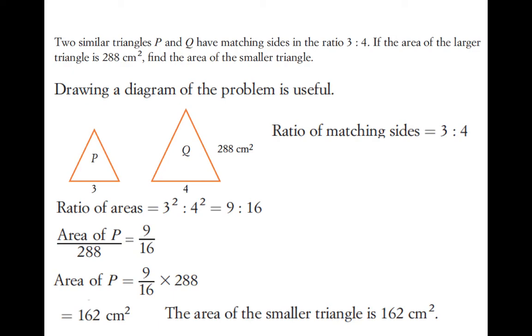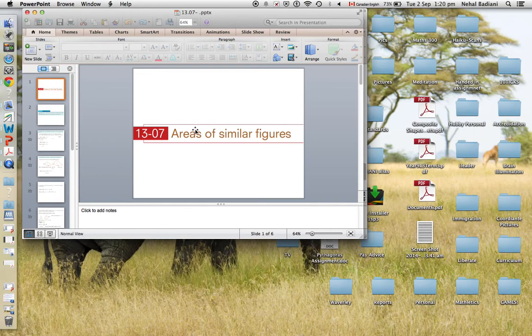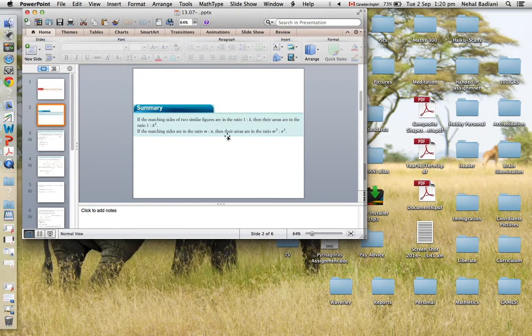So it's not a very difficult concept to understand if you know the two relationships from the beginning, from the first slide. And that's pretty much areas of similar figures, 13.07. The important point is to really understand these two summarizing points, but it's not a very difficult concept to grasp.